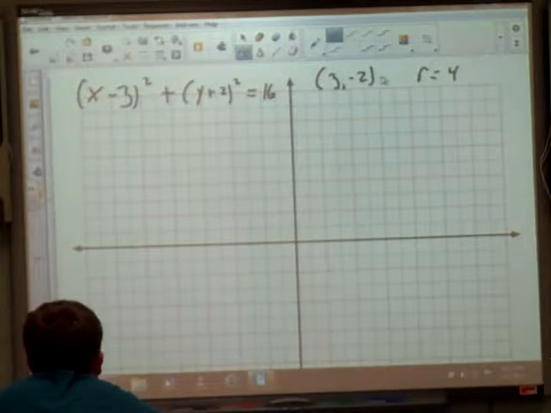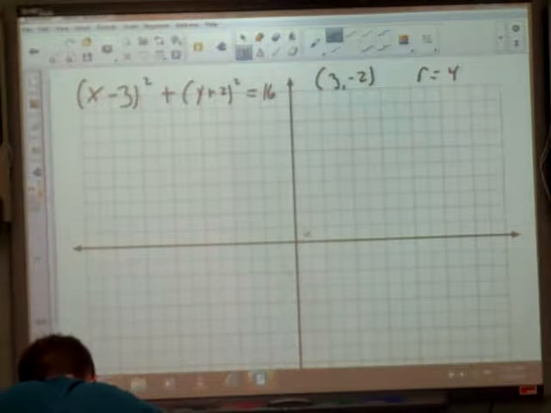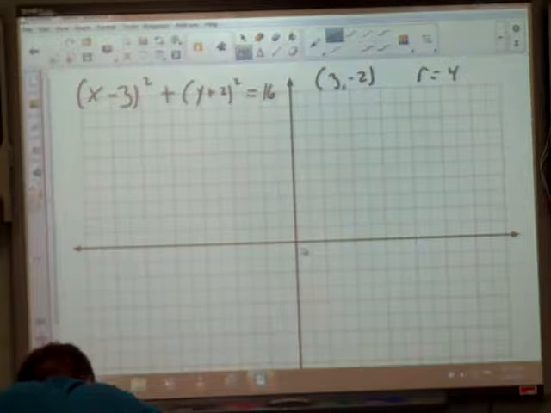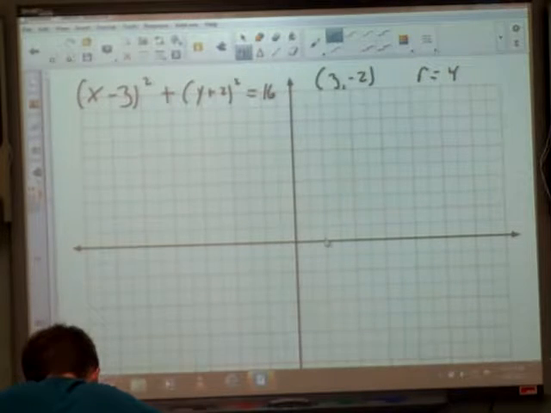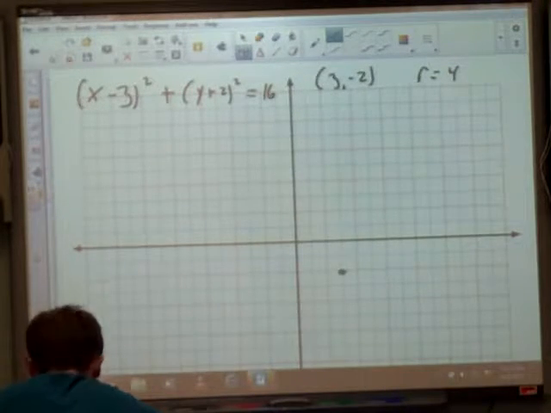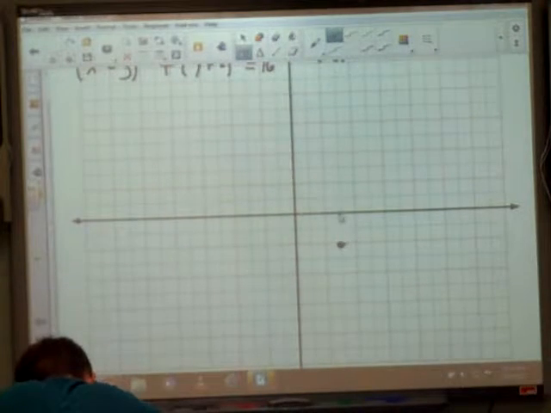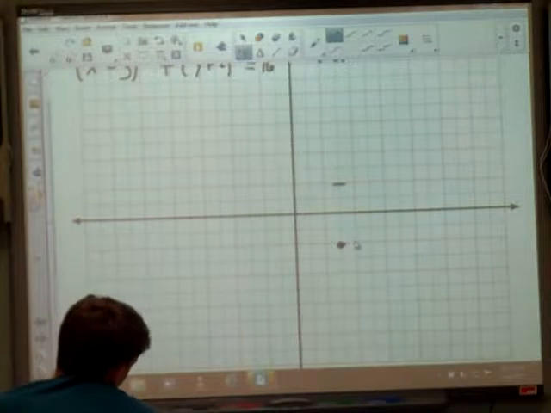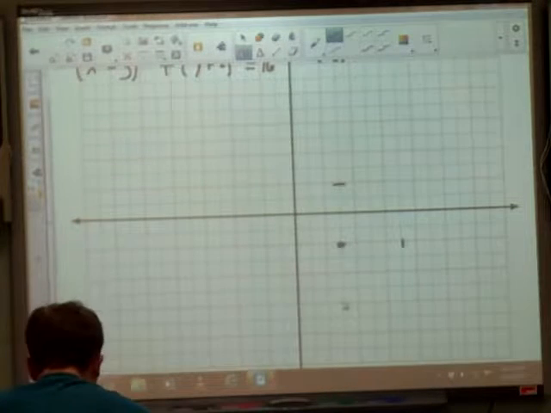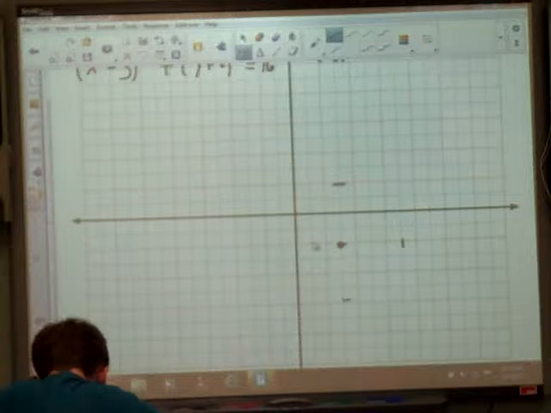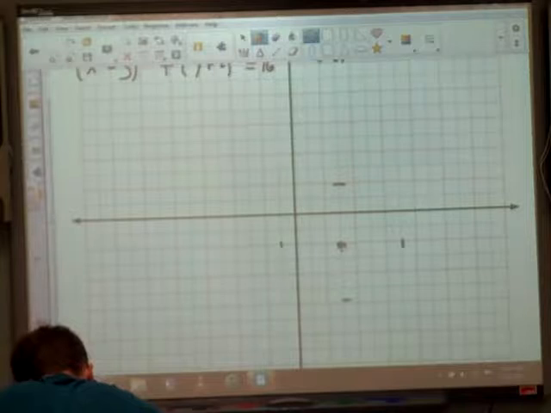Now that doesn't help me graph it. I could have graphed it just fine from what they gave me, but they told me to write the equation, so there I did. To get to my center, I'm going to go right 3, down 2. Since I'm going to be down in this quadrant, I'm going to count on the every line this time. 1, 2, 3, 1, 2. From that point is where I'm going to use my radius of 4. So 1, 2, 3, 4 in each direction. That's what I've got to connect to make my circle.